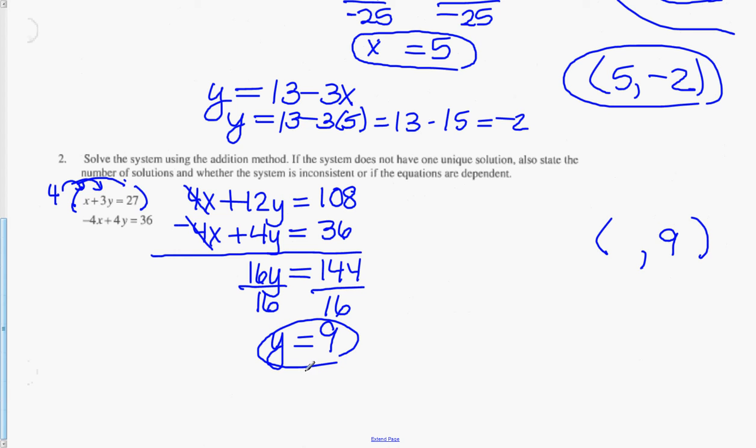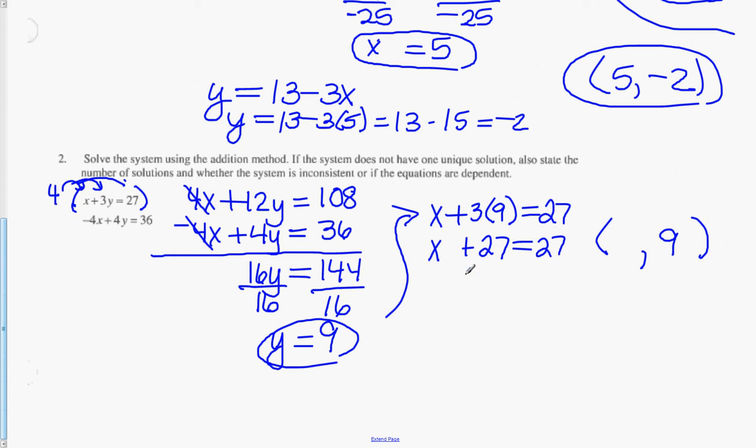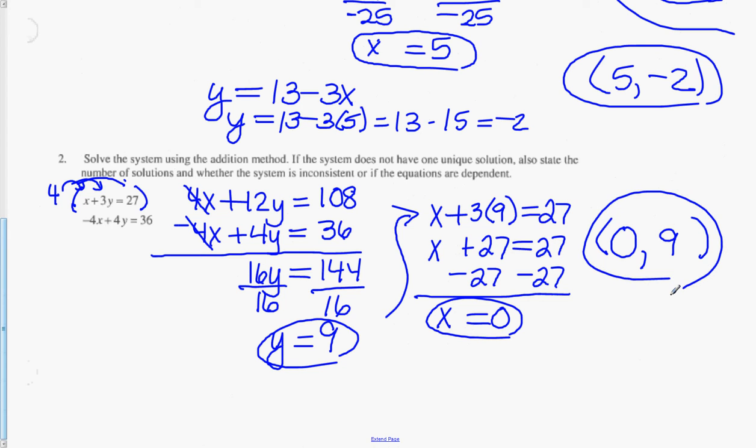Now I'm going to take my 9 and put it in the first equation. I'm going to have x plus 3 times 9 equals 27. So x plus 27 equals 27. And if I subtract 27 from both sides, I get x equals 0, which is okay. That just means I've got 0 in my ordered pair. So my ordered pair answer would be 0, 9.